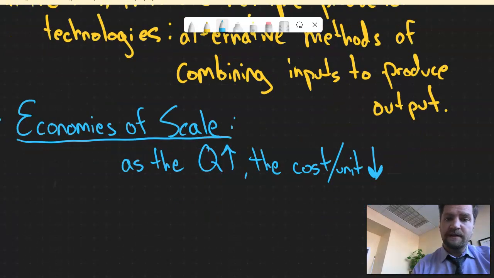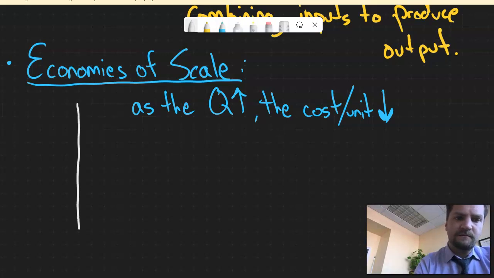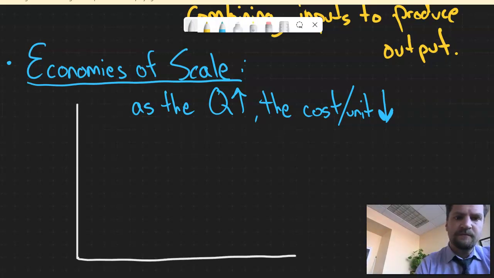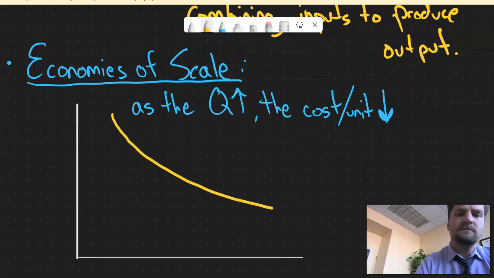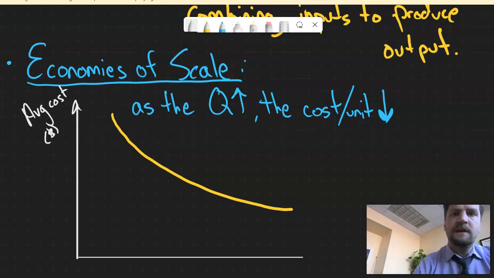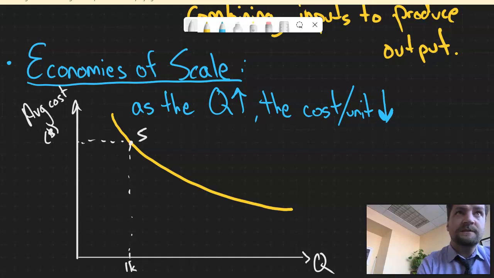Economies of scale graphically would look something like this, where we have different points here. Over here is our average cost of production, and this is in dollars. And then down here, we've got our quantity of production. And so we find that if we have 1,000 units produced, we're going to be at this point S. And at this point S, the average cost of production is going to be $12 per unit.